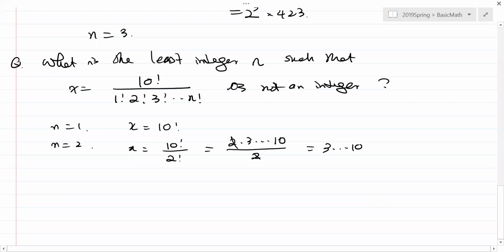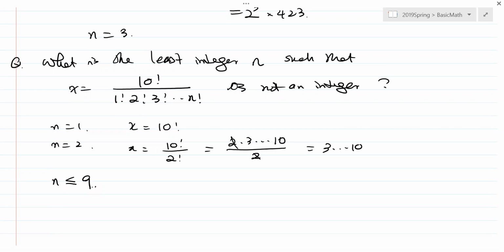Definitely n cannot be larger than 10. Okay, why? Because when n is 11 factorial, then there's a factor 11 in the denominator, it cannot be canceled out. Okay, so clearly n is smaller than or equal to 10. But even if it's 10, it is not a fraction, right? 10 factorial over 10 factorial. So you begin from the top, okay? So clearly n must be less than or equal to 9, because when n is 10 factorial, then 10 factorial cancels out, the denominator is going to be 1 factorial, 2 factorial, all the way to 9 factorial.